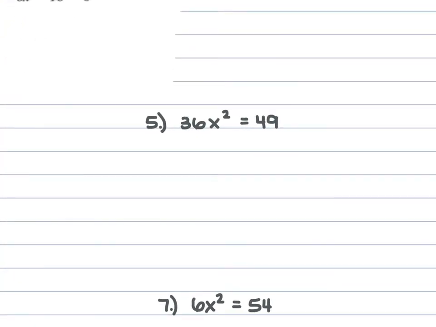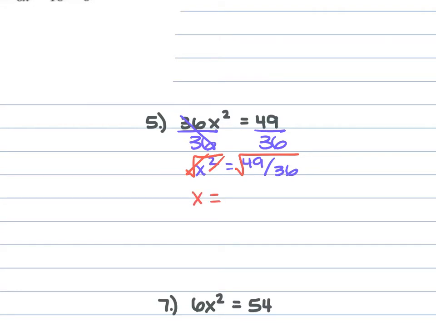For 5, we have 36x squared is equal to 49. So we want to get the x, not the x squared. So for this one, what we're going to do is divide each side by the 36 to get the x squared by itself. So we have x squared is equal to 49 over 36. Then we take the square root of both sides to get x is equal to. When you take the square root of both sides, we are going to put the plus or minus in front of our answer, and then we have 7 over 6, so x is equal to plus or minus 7 over 6.